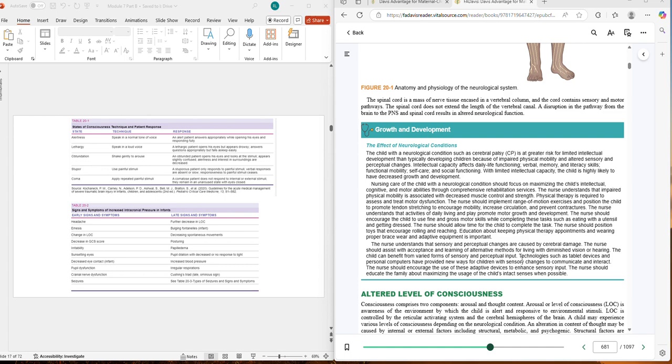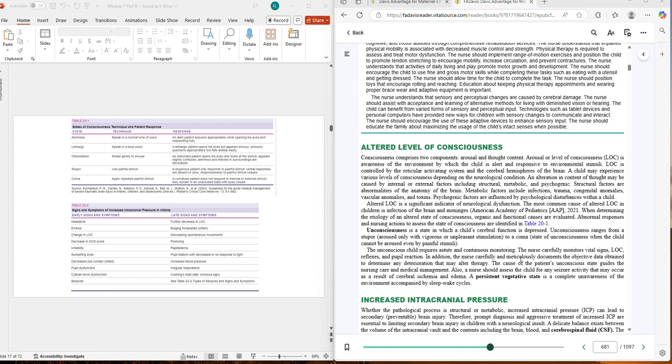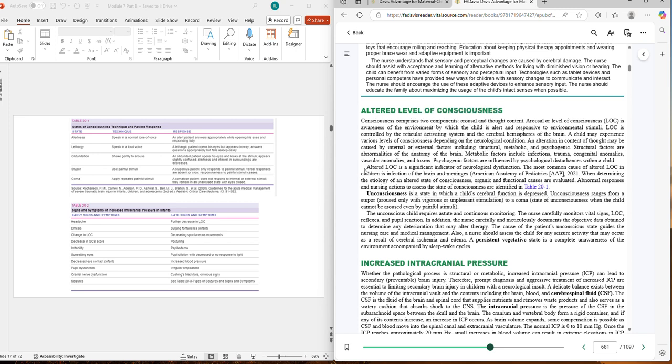Altered level of consciousness on page 682. Some winks and lollipops in here. So altered level of consciousness is a big one. It's the most common cause of altered LOC in children. Infections in the brain, meninges, very important.